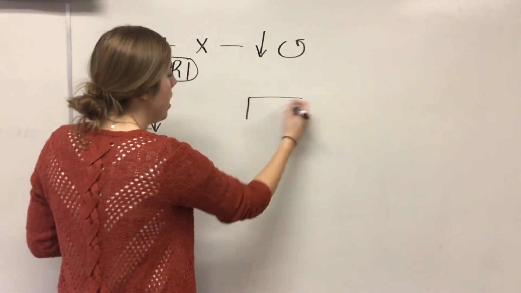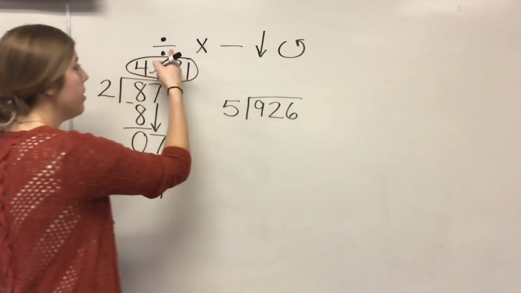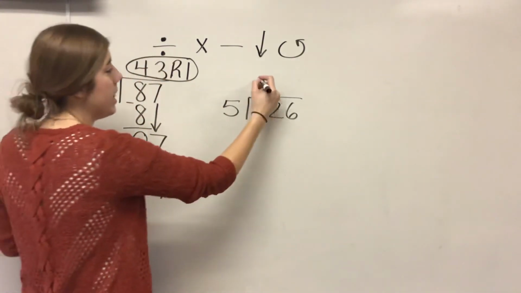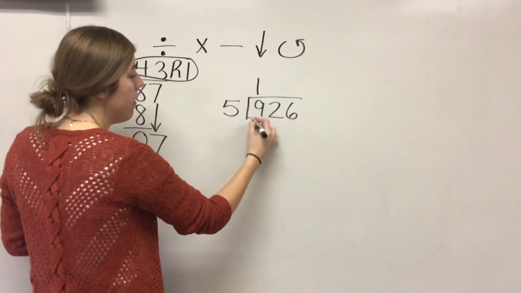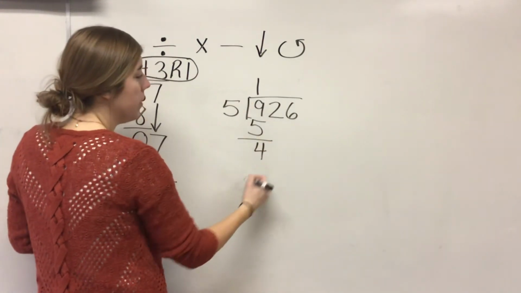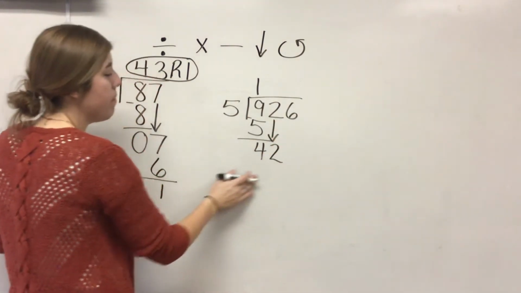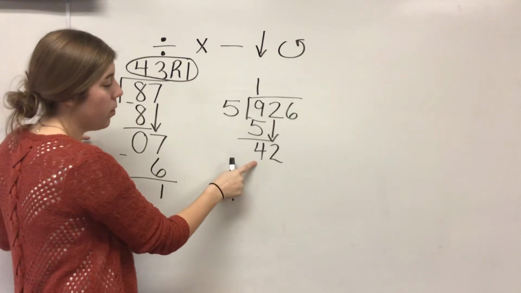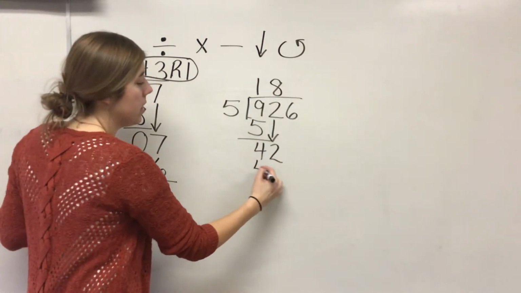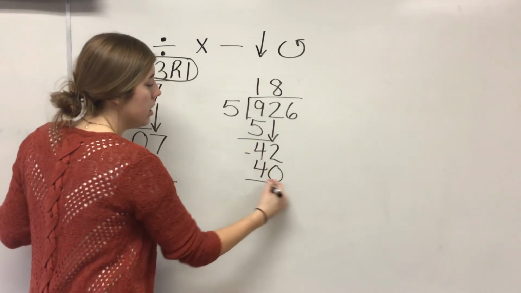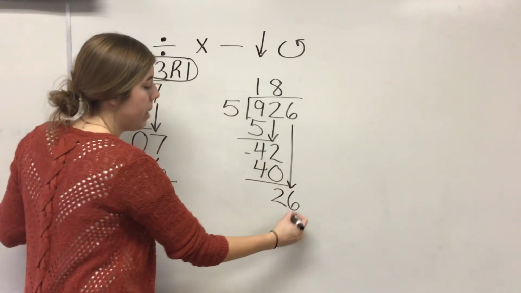Let's do 926 divided by 5. We start again with divide. How many 5s can go into 9? That'd be 1. 1 times 5 is 5. Subtract, 4. Bring it on down and bring it on back. How many 5s can go into 42? That would be 8. 8 times 5 is 40. Subtract, bring it on down and bring it on back.